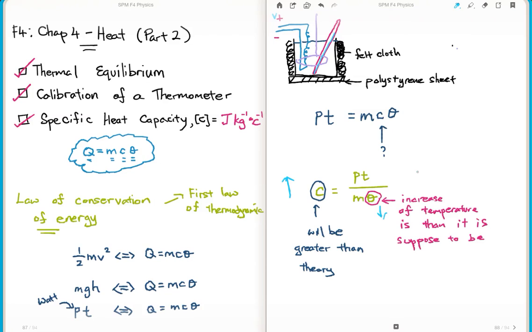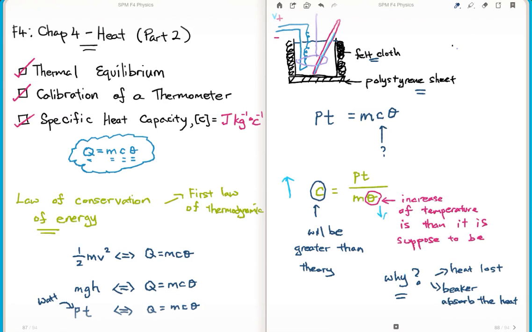Why is that so? You need to ask, why? First, because there's a heat loss. Where is it? Why is there heat loss? I thought you have felt cloth, you have polystyrene sheets. The beaker. Okay? The beaker absorbs the heat.